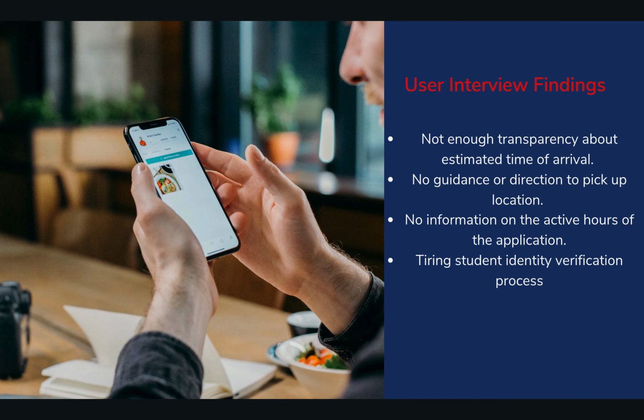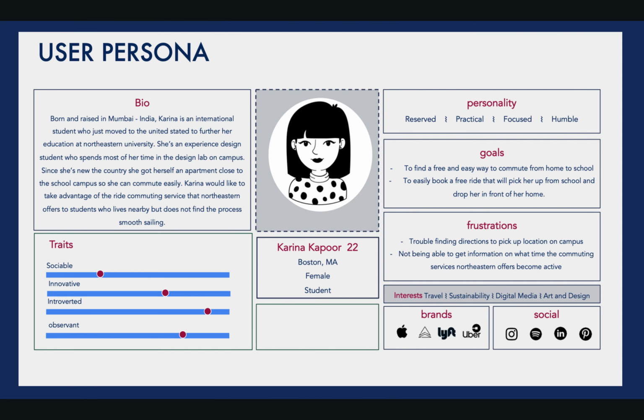To ensure improvement in the usability of the existing Red Eye, we started by conducting user interviews with a few students who have already used the Red Eye application before. Some of the feedback that we got is that, one, the Northeastern Red Eye application does not have enough transparency about estimated time of arrival. There is no guidance or directions to the pickup location on the application. There is no information on the active hours of the application, and the identification verification process is very tiring.